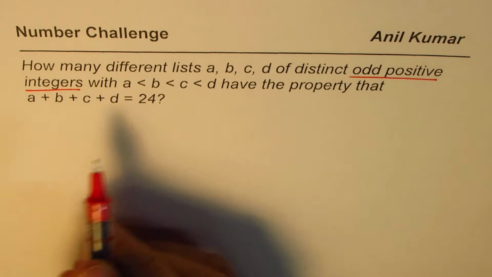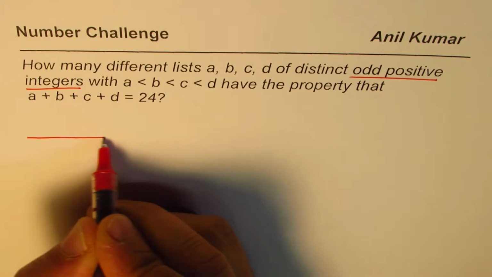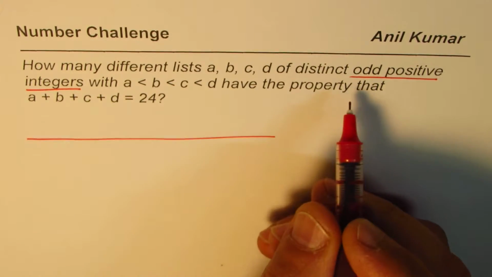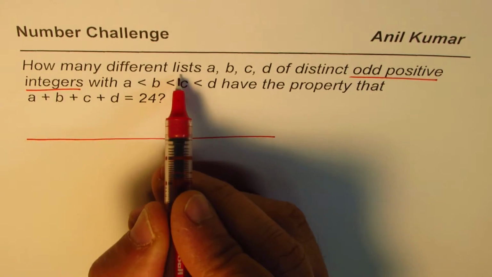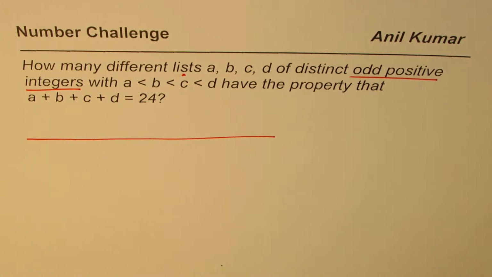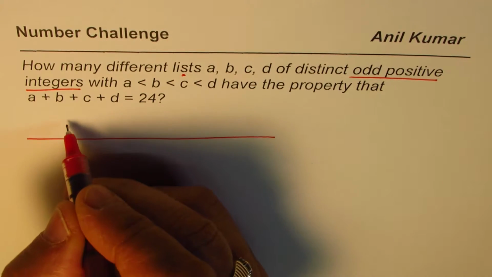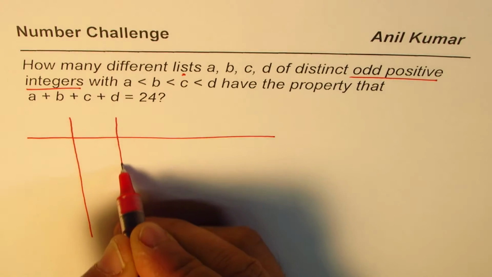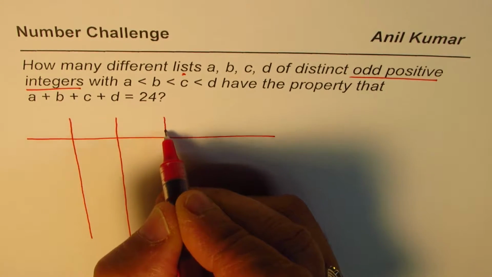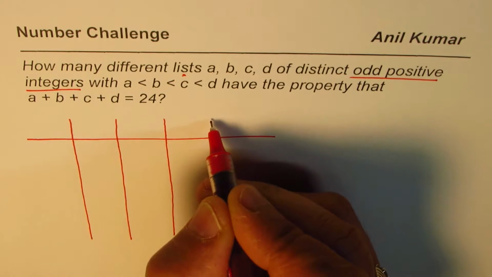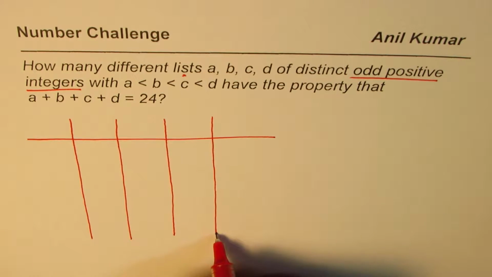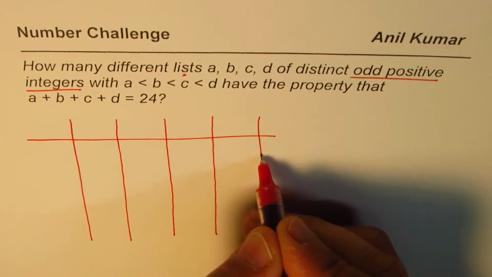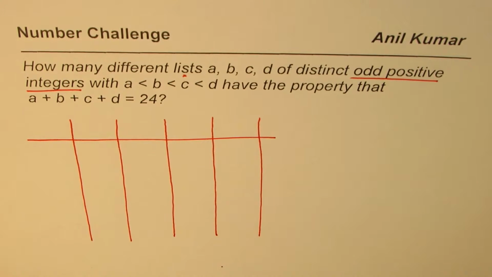Now, in such questions, it is a good idea to list the values. The question also says, how many different lists? So we have to give the number of lists. So why not list them out? That is a good idea. The question is also suggesting a method. At times, the solution is within the problem, correct? That is what I want to draw your attention to.